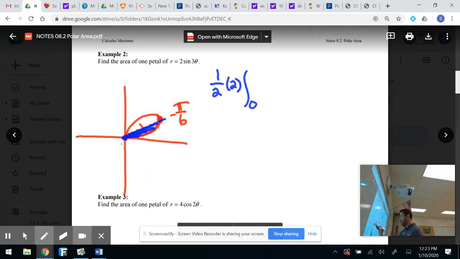I'm going to start at 0, right? And I'm going to have all these guys, and I'm going to stop at pi over 6 because that's going to be half of a petal. And then I just have to square my polar curve, right? That's going to give me an answer.